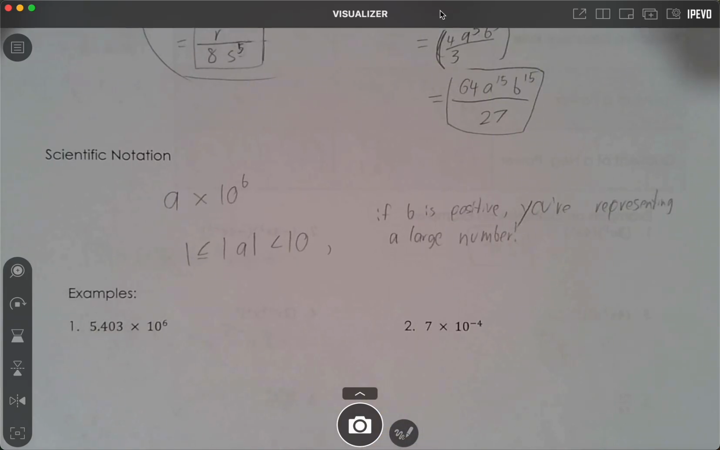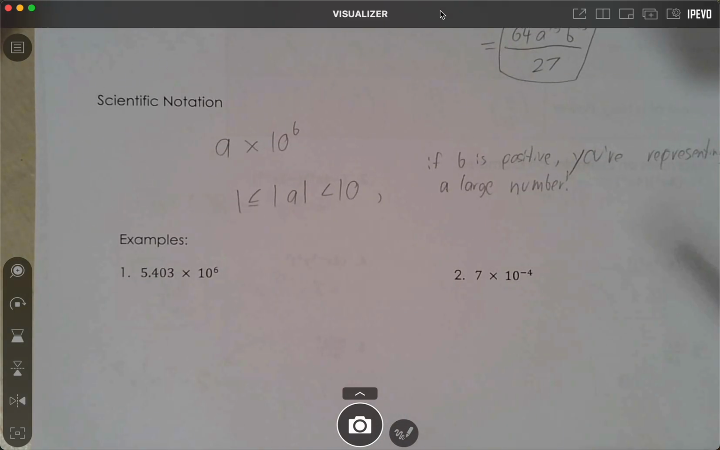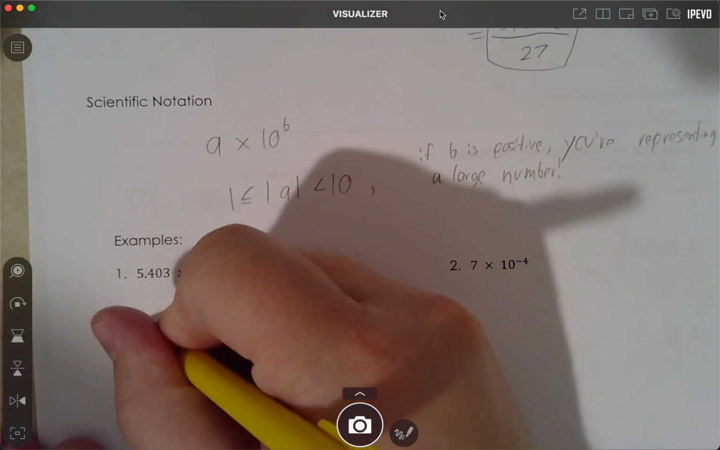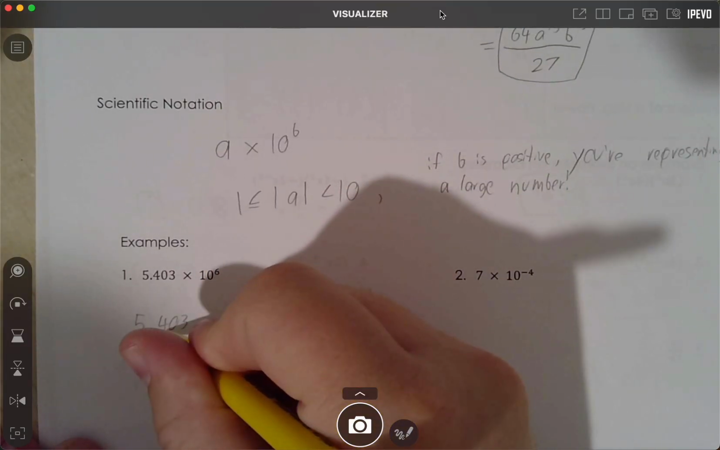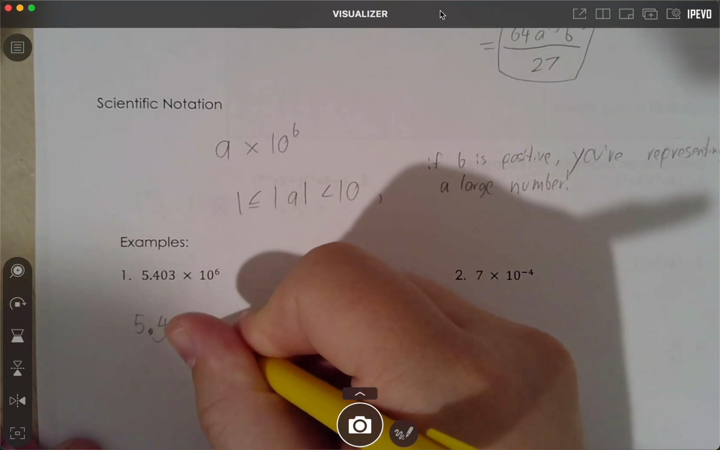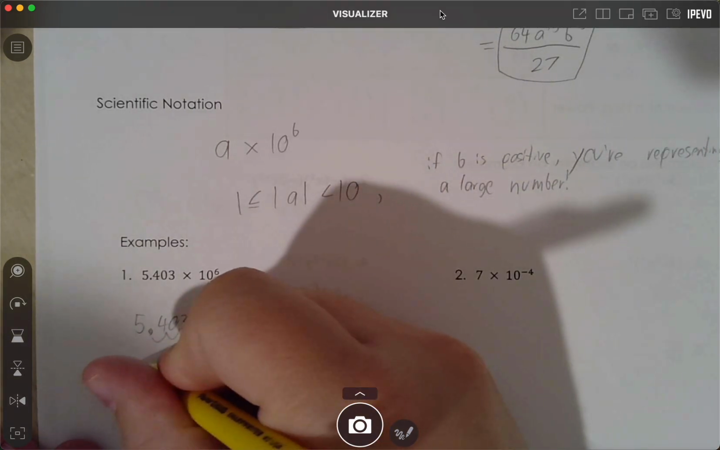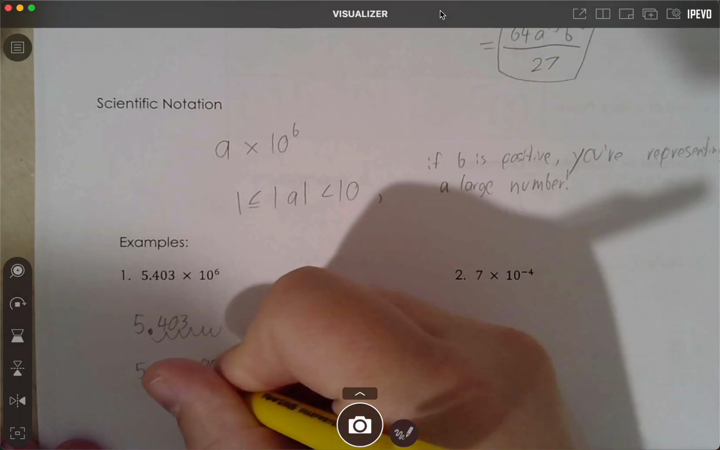From there, again, if B is positive, you're representing a large number. So this is in scientific notation, so what's its real number? What I'm trying to say here is if I see a positive 6, that means I'm moving that decimal place to the right. So 1, 2, 3, 4, 5, 6 places because it was 10 to the 6th. If I then fill in those new gaps I created, I had 3 zeros I had to fill in.